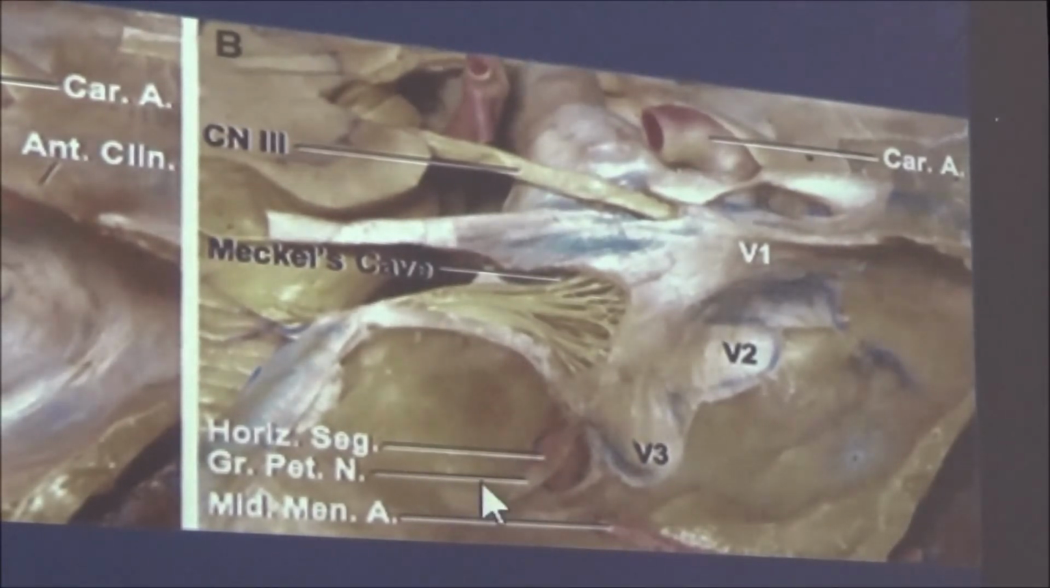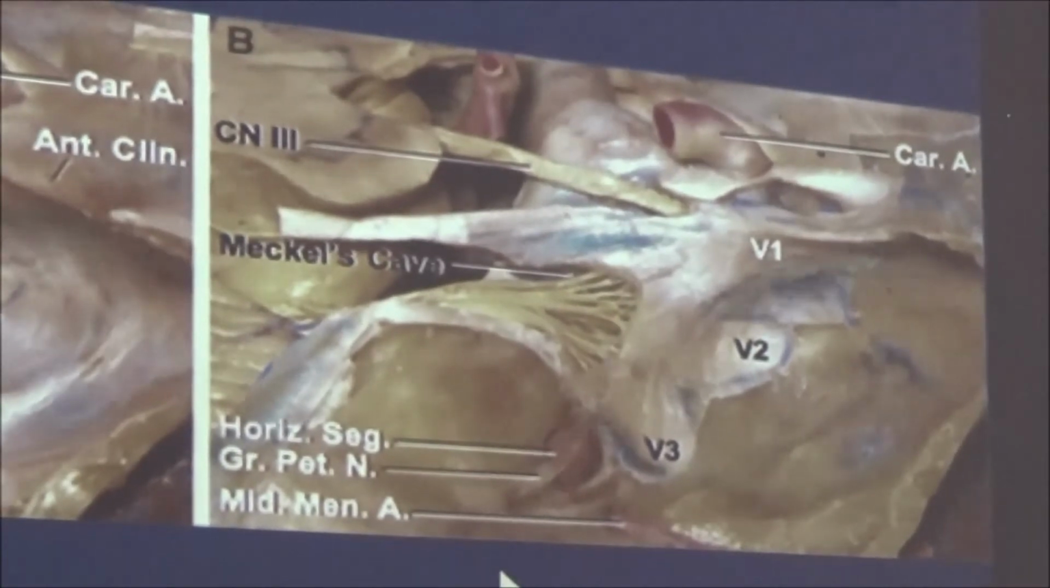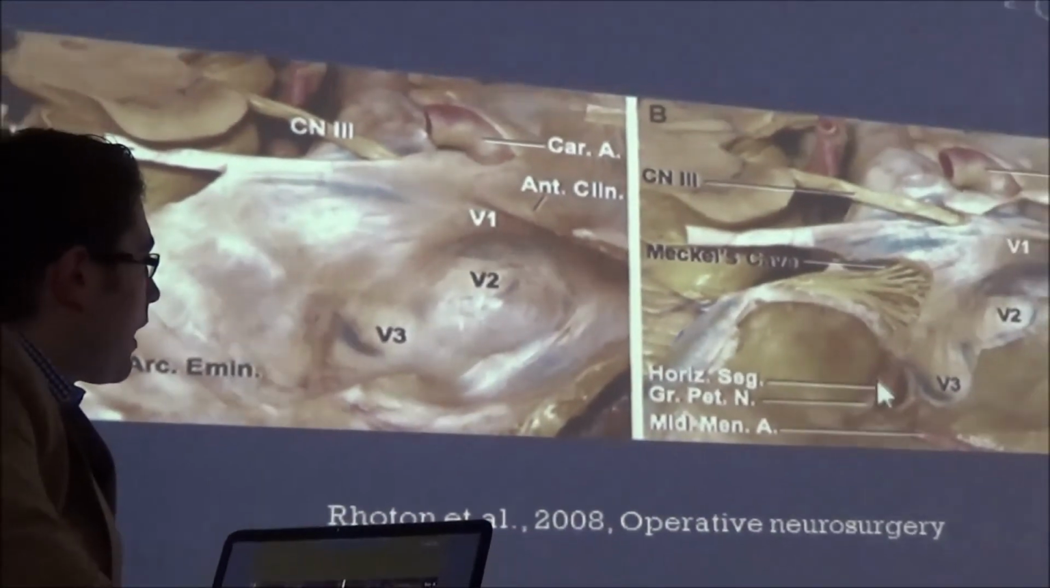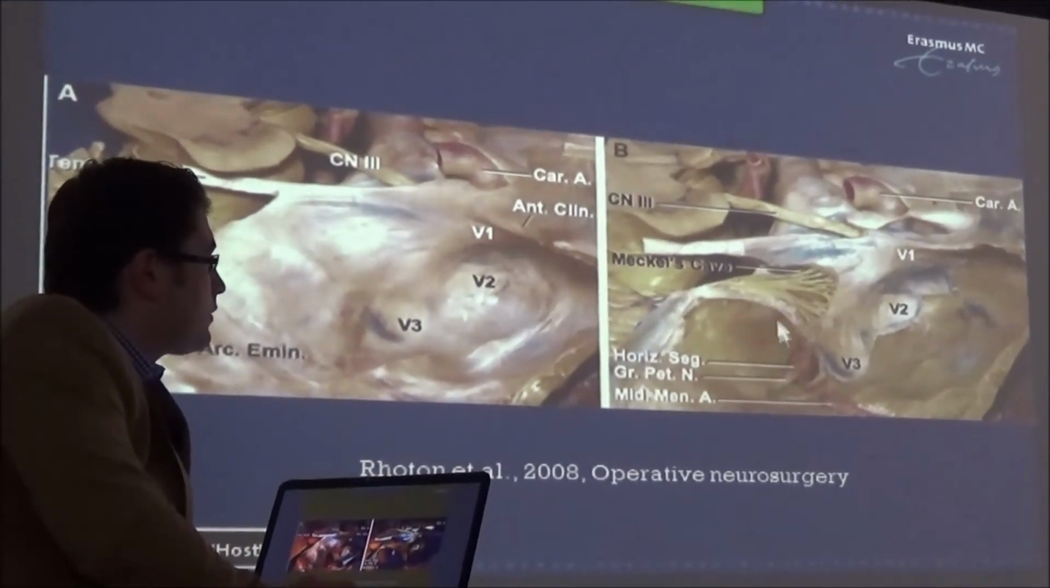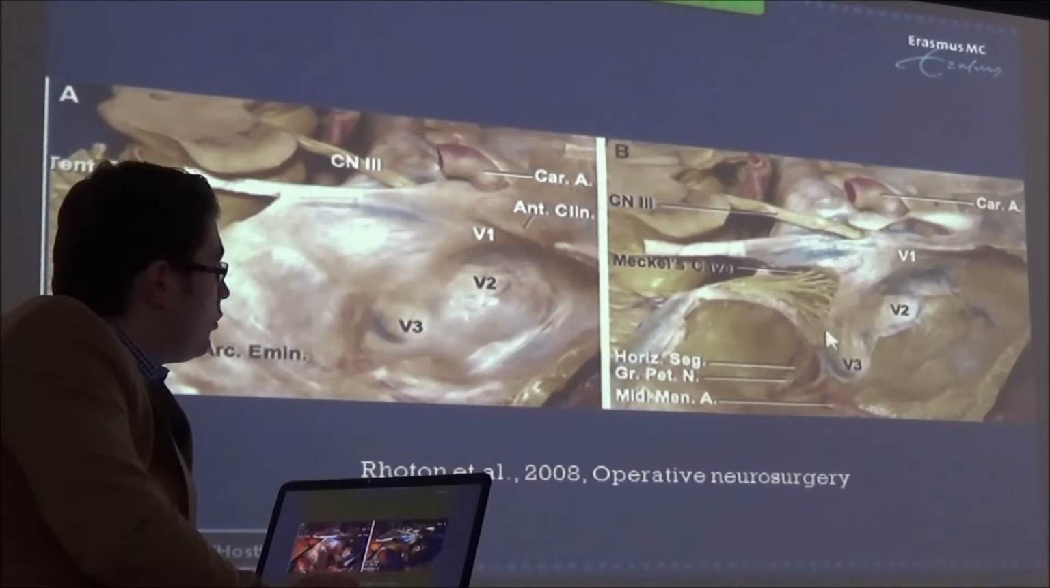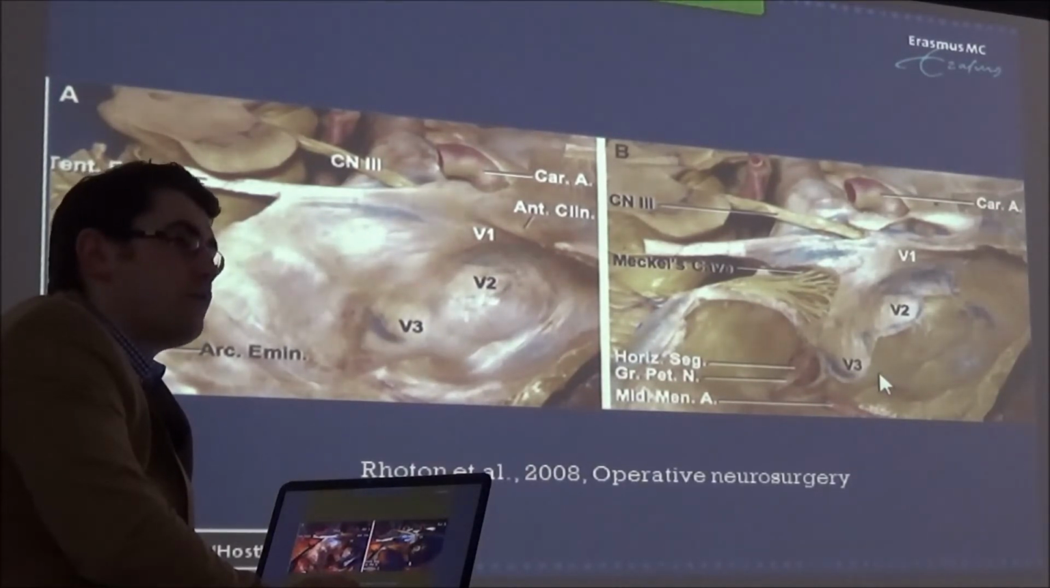And then, very important, you have to identify the geniculate ganglion, because if you damage the geniculate ganglion, your patient will have facial palsy. Identify the geniculate ganglion, and then you've found your Kawase trapezoid. And you don't have to peel away the dura from all of this region. That's not necessary.